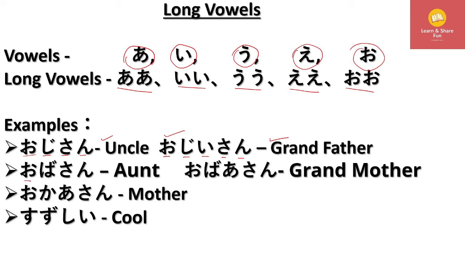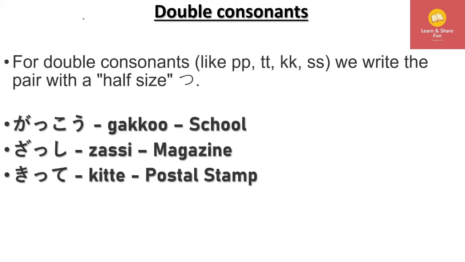Next is Obasan. Obasan means aunt. The next is Obaasan. Obaasan means grandmother. Next, Okaasan. Okaasan means mother. Next, Suzushii. Sushi means school. Now let's start with the double consonants.